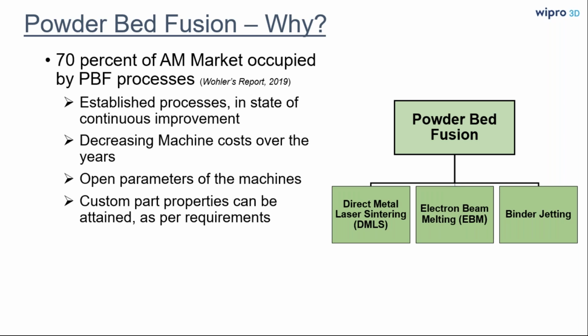We are restricted with a lot of these things, which is why powder bed fusion technologies are usually preferred. And they can be sector agnostic and part agnostic, so applications can be carried out using this technology. And three machine sets can be identified under powder bed fusion technologies, namely direct metal laser sintering, electron beam melting, and binder jetting.